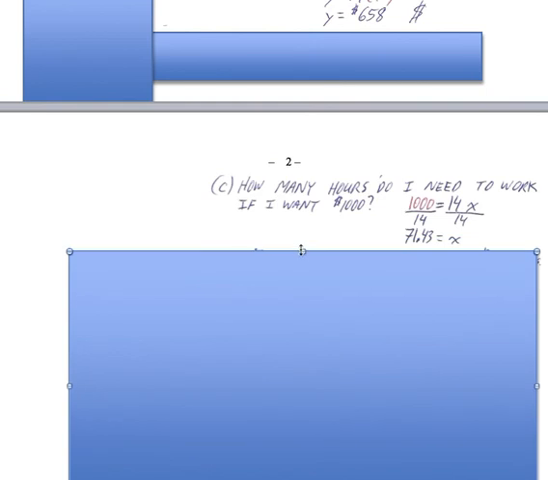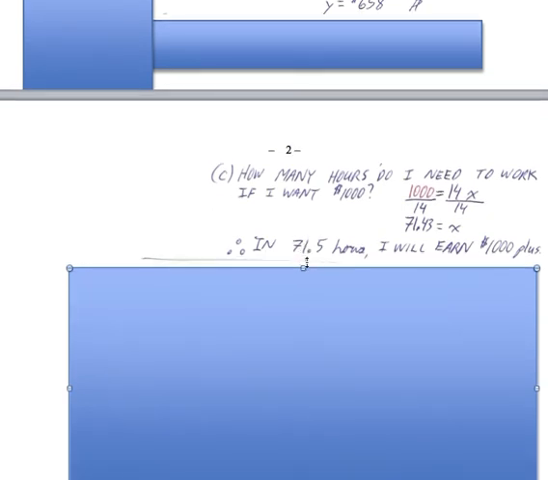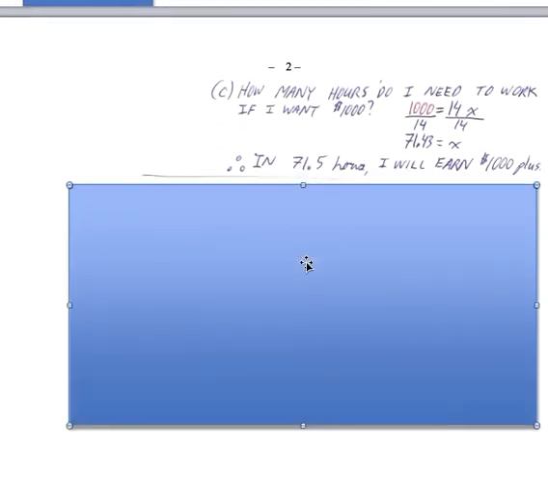So you need to work at least 71.43 hours. Or, I now know I have to work 71.5 hours so that I can earn the $1,000 and a little bit extra. So that becomes the advantage of being able to use an equation.